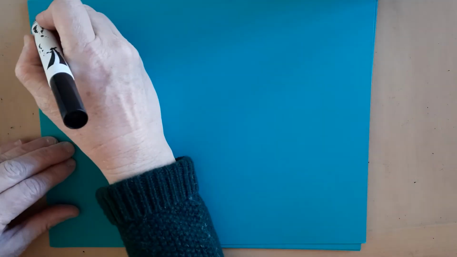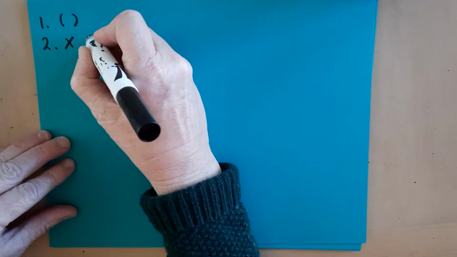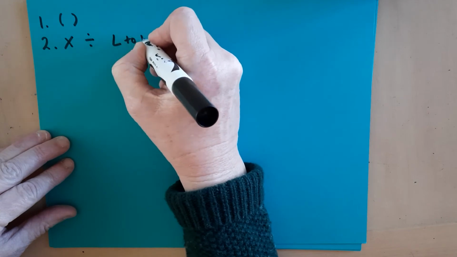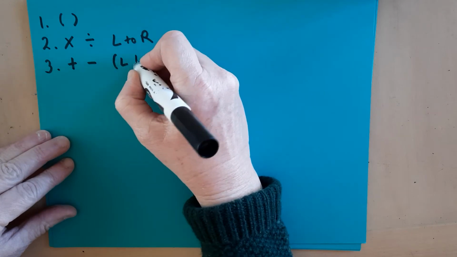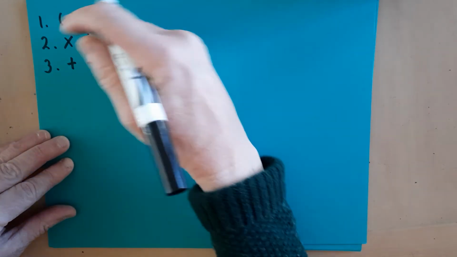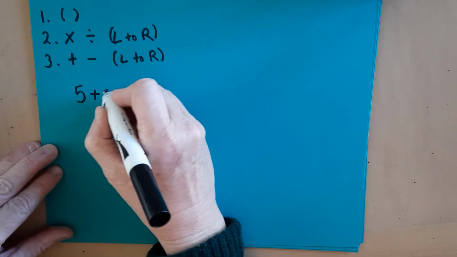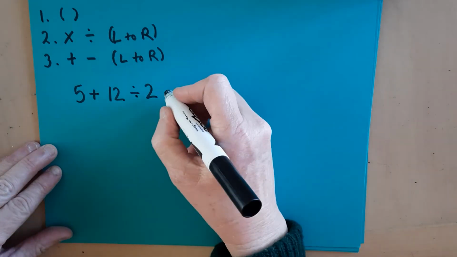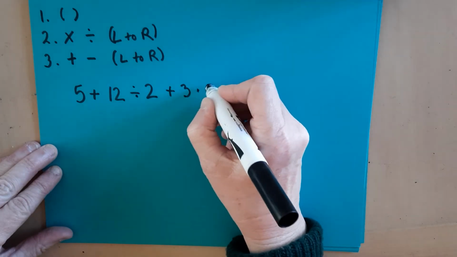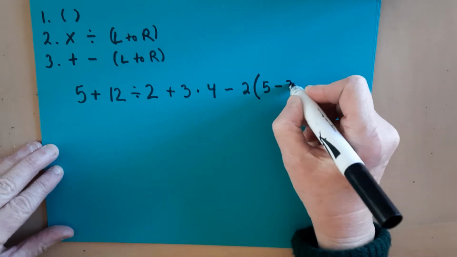We're going to try one more of those. And keep in mind that first, we do any parentheses. Second, we do any multiplication or division going from left to right. And then third, we do any adding or subtracting, again, left to right. Okay, so that's the order we're going to follow. So if our problem looks like this, 5 plus 12 divided by 2 plus 3 times 4 minus 2, and remember the parentheses in this case means multiply.